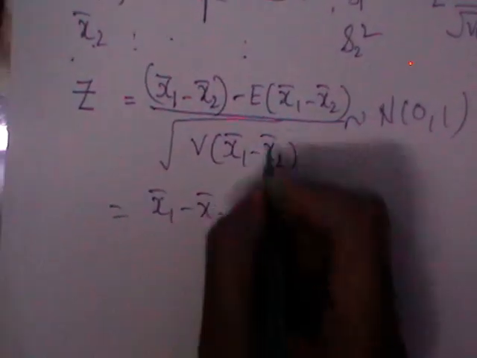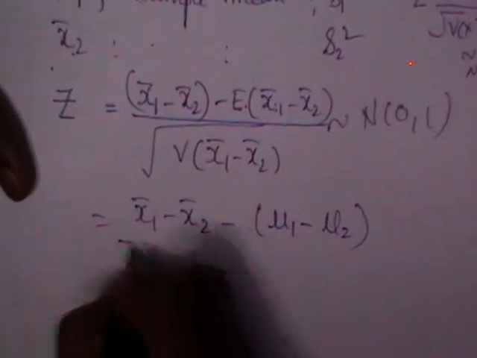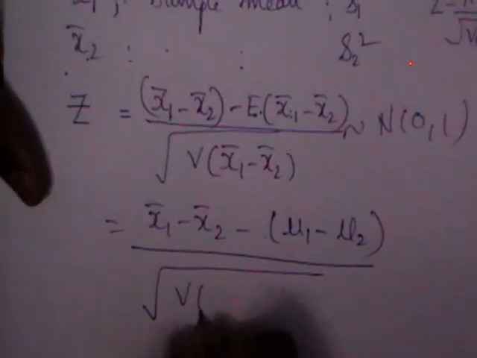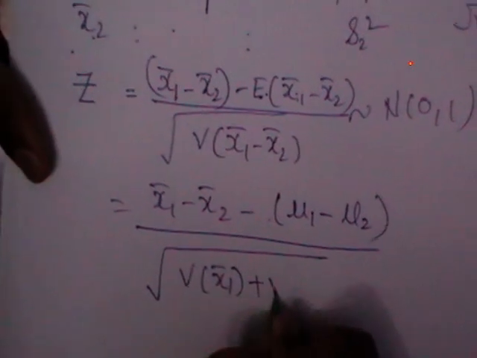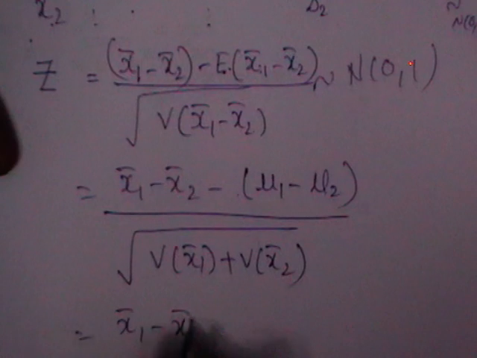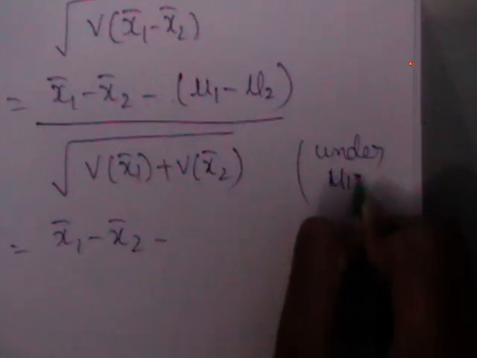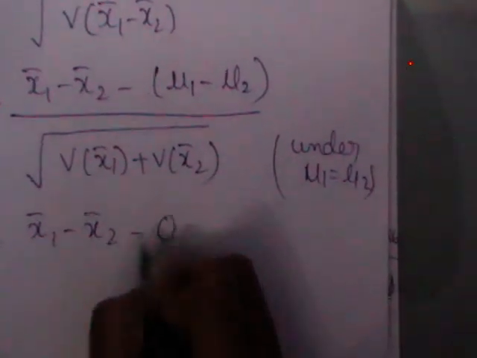So here, x1 bar minus x2 bar. What is E of x1? E of x1 means the expectation of x1 bar is always mu1. So E of (x1 bar minus x2 bar) is nothing but mu1 minus mu2. Under the root you will get variance of x1 bar plus variance of x2 bar. Since under H naught mu1 is equal to mu2, the second term will be 0.